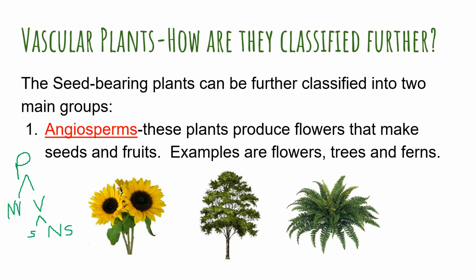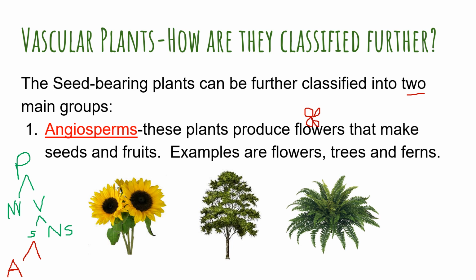Now, we're going to talk about how we can further divide the seed-bearing plants, okay? Seed-bearing plants can be further classified into two main groups. The first group is angiosperms. So I'm going to put an A right here for that group, okay? Angiosperms are plants that produce flowers. Okay, that's kind of the big deal with angiosperms.